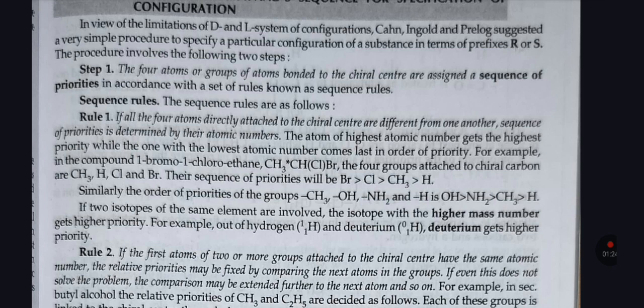Rule 2. If the first atom of two or more groups attached to the chiral center have the same atomic number, the relative priority may be fixed by comparing the next atom in the group. If even this does not solve the problem, the comparison may be extended further to the next atom and so on.